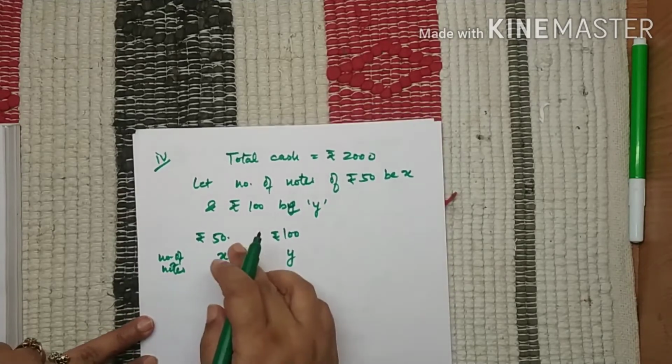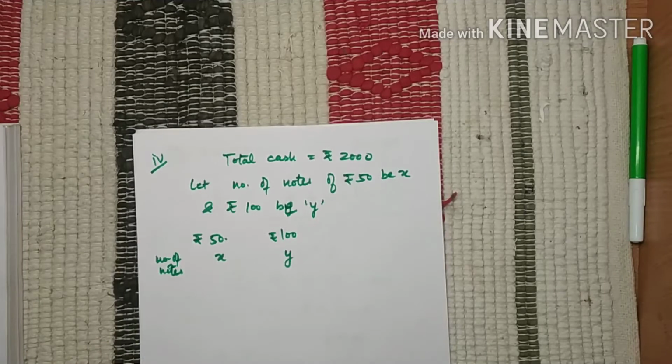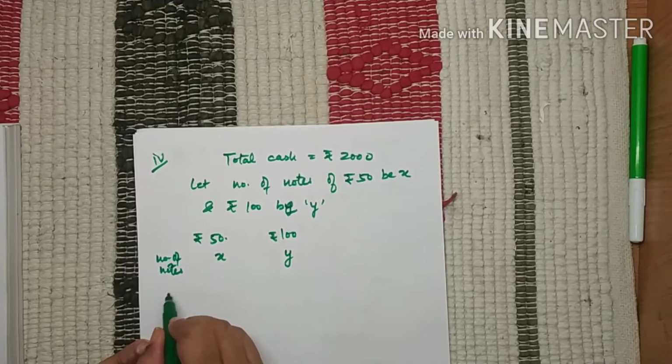So what is the total cash? If I have two notes of 50 rupees, how much total money do I have? 50 into 2, 100 rupees. So what is the total cash in 50 rupees?